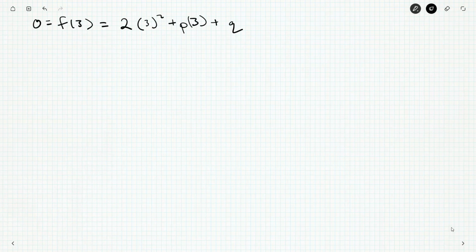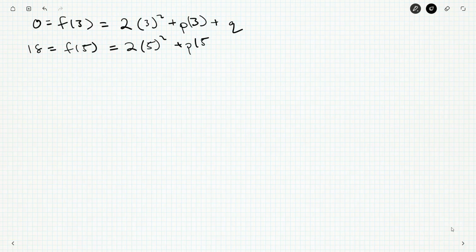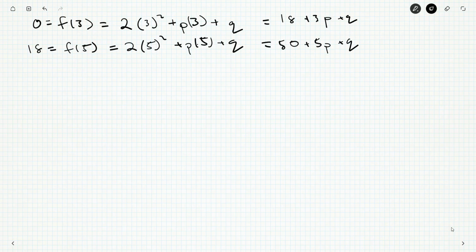We got the 18 here, and then 3p and q, but we also know things like 18 is f of 5, which is 2 times 5 squared plus p times 5 plus q. Now we have two equations in two unknowns. We should be able to solve for p and q if we wanted to. Okay, and since I've got the time, I think I'll quickly do that. So this guy is 18 plus 3p plus q, because I do like showing you guys different ways to do questions. 5 squared is 25, so 50 plus 5p plus q.